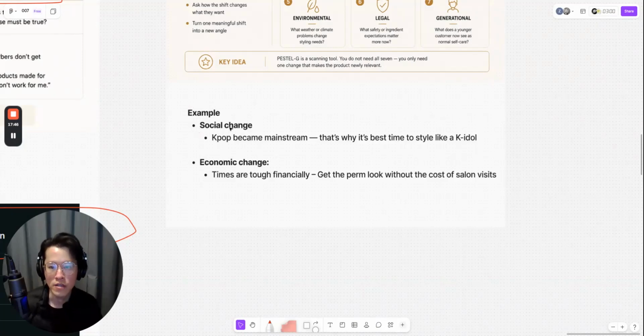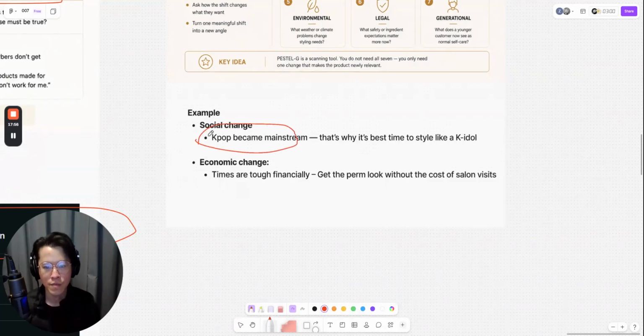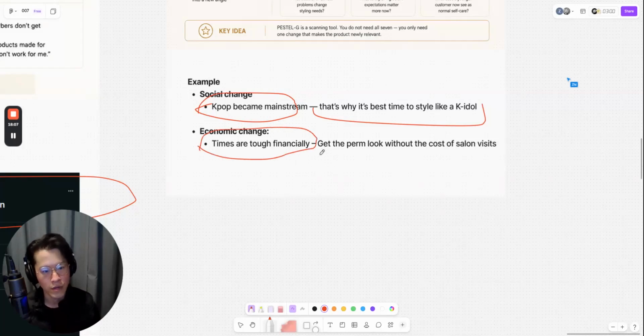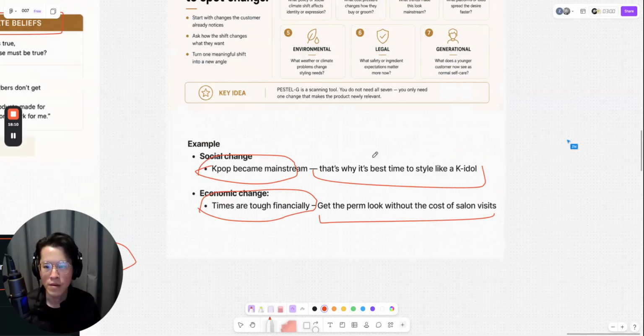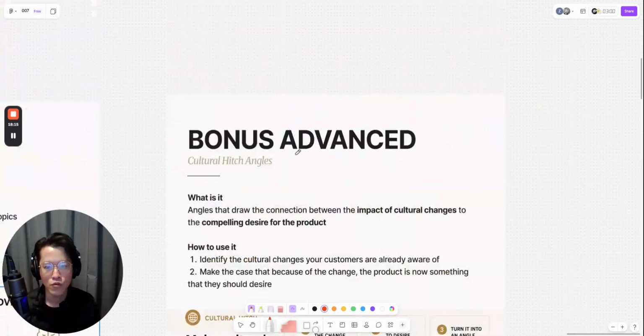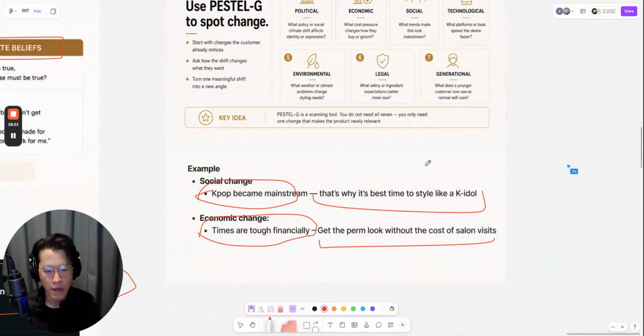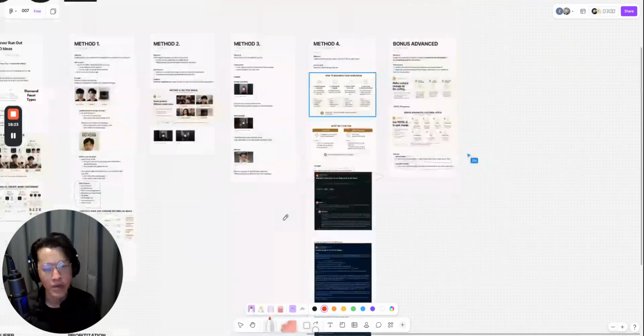A social change in this case is K-pop is becoming mainstream, and this is why it's the best time to style your hair like a K-idol, right? So because of this change, this is now important. All right. So the economic change. So times are tough financially, and instead of going to the salon for a perm, you can actually just do it yourself for a lot cheaper. All right. So these are two very basic examples of looking at the cultural shifts and then hitching onto these cultural shifts to make the case why your product is now compelling.